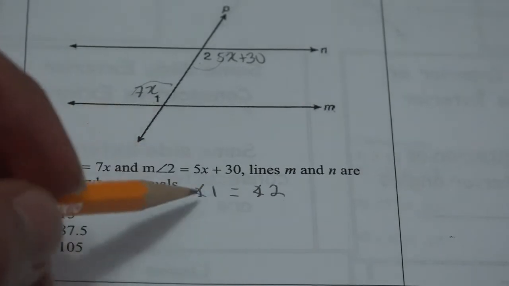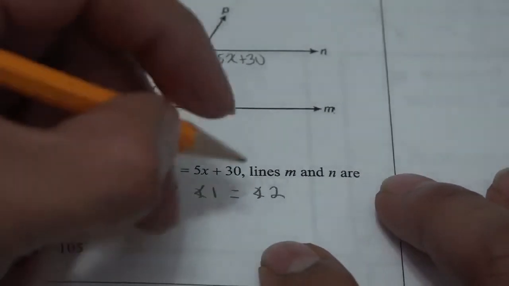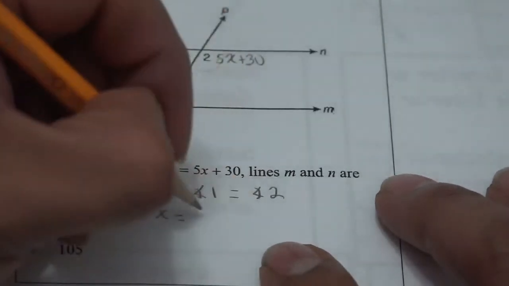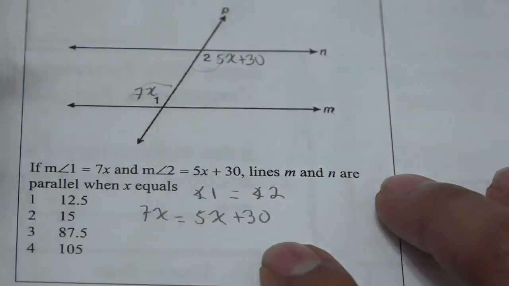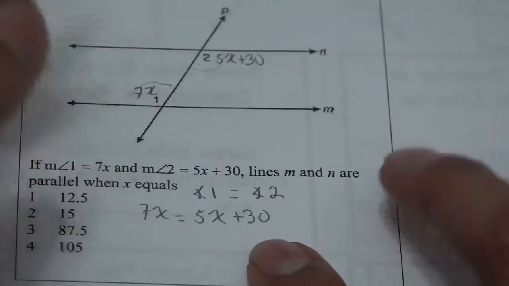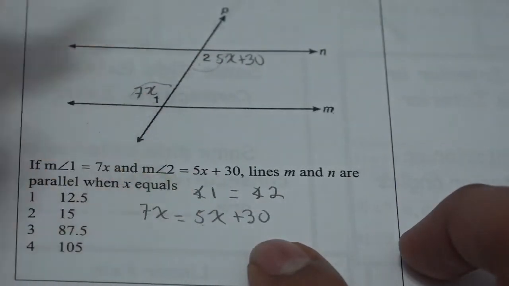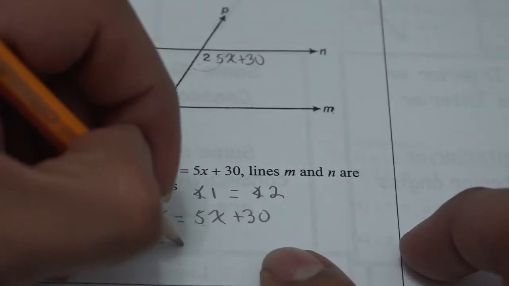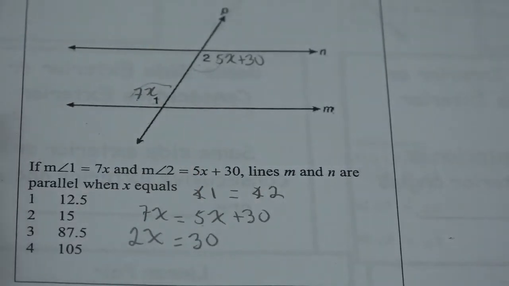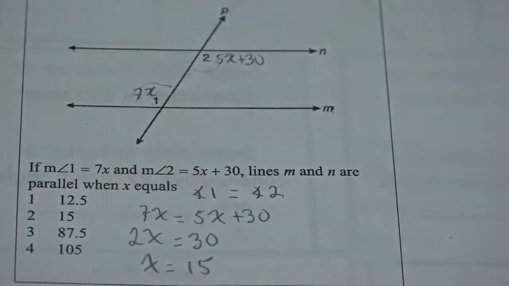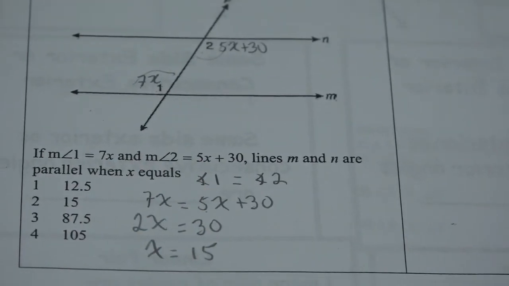Okay, so then let's use the substitution postulate. What is angle 1? 7x equals, and then what is angle 2? 5x plus 30. Okay, and now I just solve for x because that's what they want. For what value of x will these two lines be parallel? Well, let's see. I'm going to subtract 5x from both sides, so I end up with 2x equals 30. Now, I'm going to divide by 2, and x equals 15. So you got your answer for that value of x.